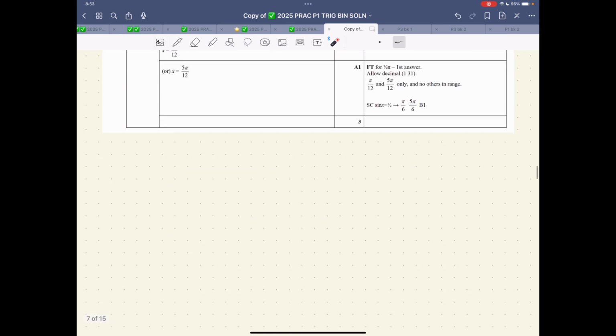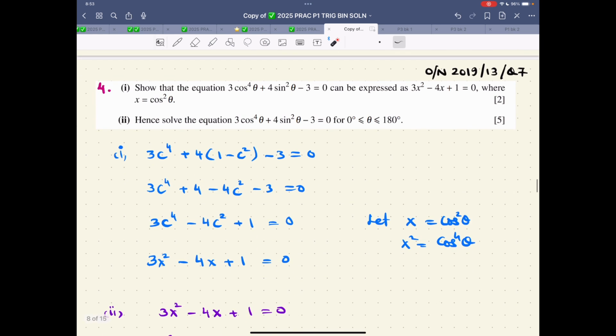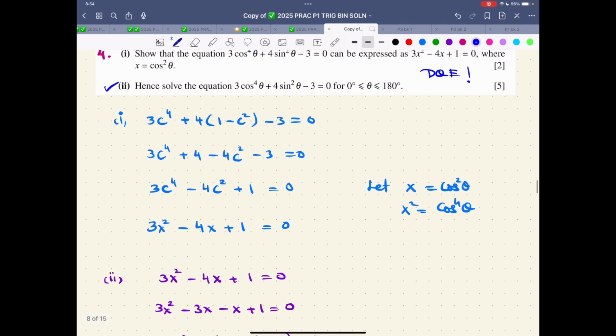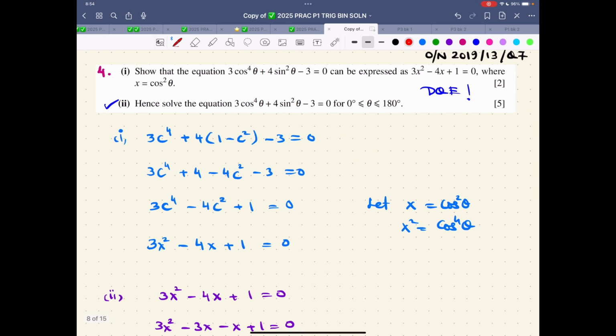That is the solution, the mark scheme. Solution I have done, mark scheme is there, pasted for your satisfaction. Question number 4. Show that the equation can be expressed as such and such, where x is cos square theta. This is a perfect example of a disguised quadratic equation. Hence solve this equation. So now first of all, what we do is this.